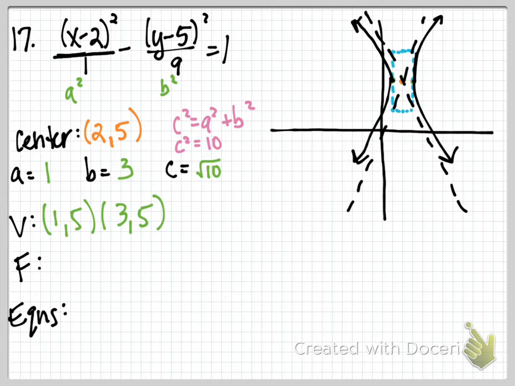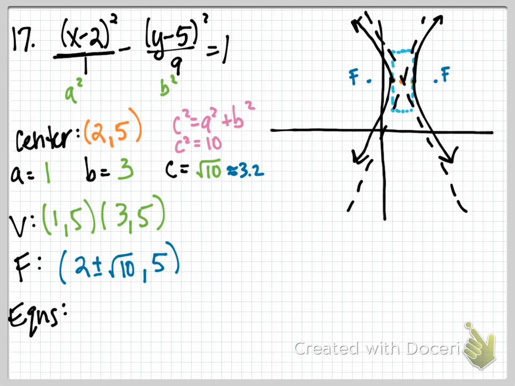Okay? Now, for your focus points, just like with ellipses, it goes in the same direction as your vertices. So we're going to go square root of 10, which is about 3.2. So we're going to go 1, 2, 3.2, so a little bit over, and then 1, 2, 3, a little bit over 2. So those are my focus points. And I'm adding and subtracting to the x value of the center. So it's 2 plus or minus square root of 10, comma 5.